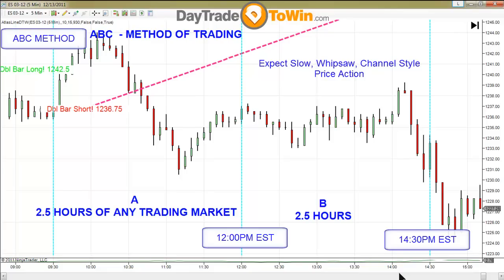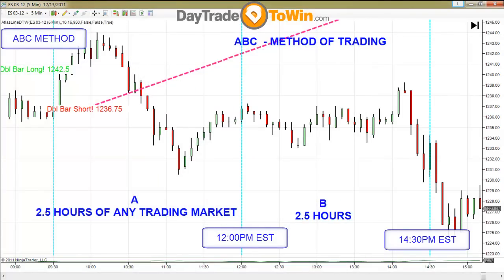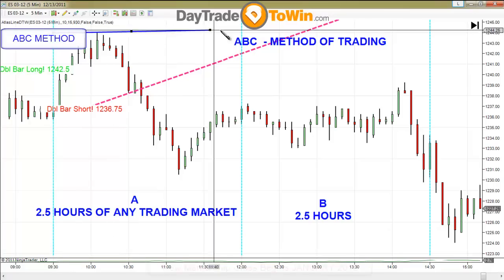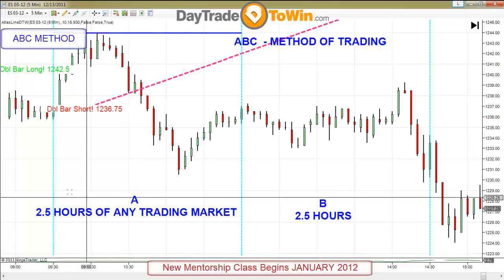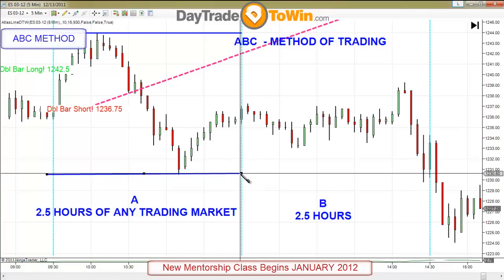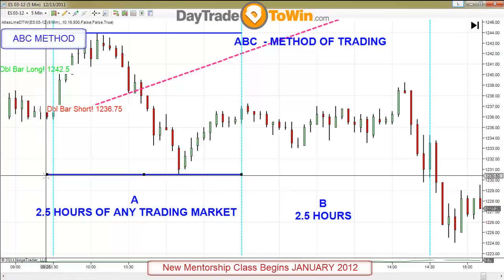And so what are we looking for here in the B part of the day? We're looking for price to trade above or below the range of A. So here's the range of A from 9:30 to 12 o'clock, the first 2.5 hours Eastern Standard, here in the E-mini market.